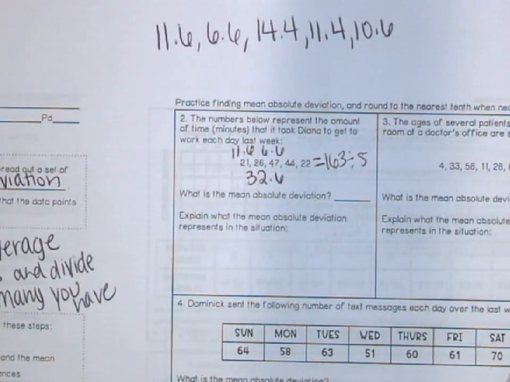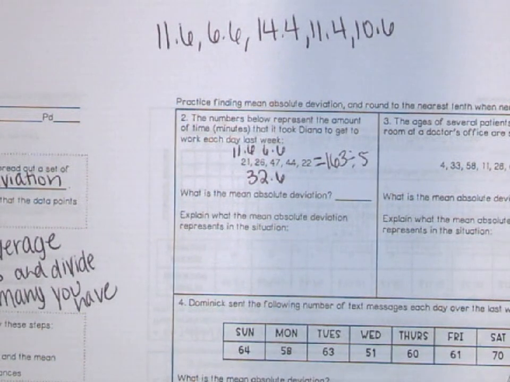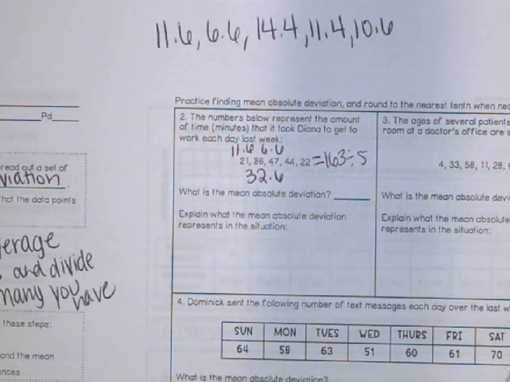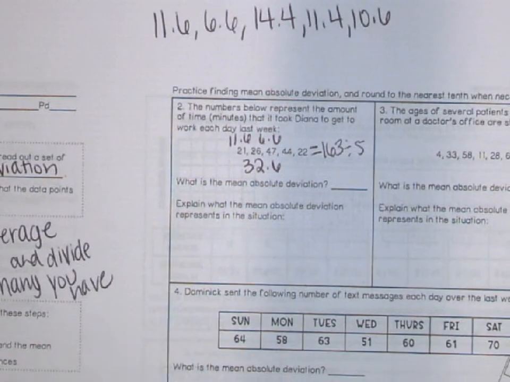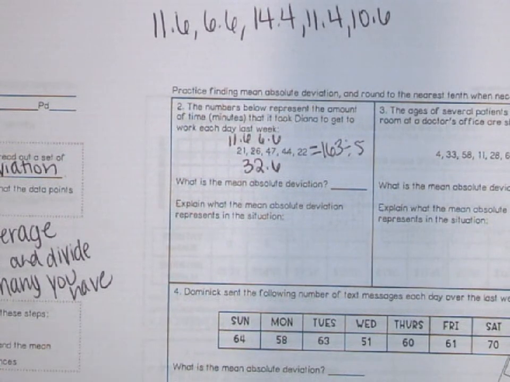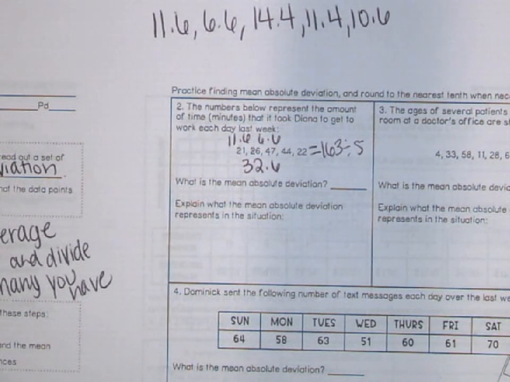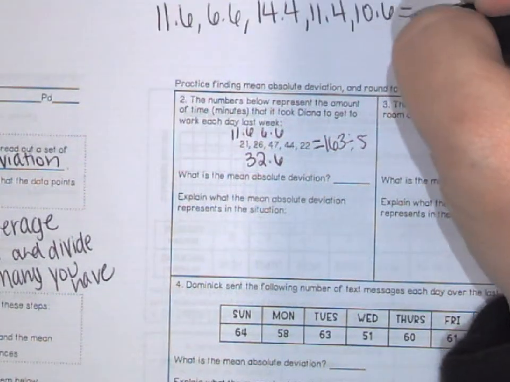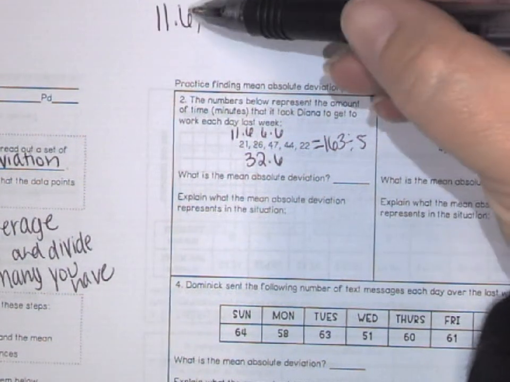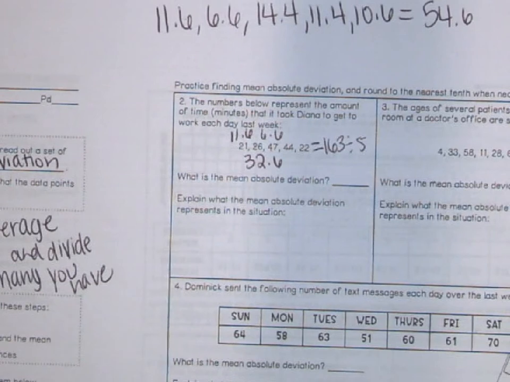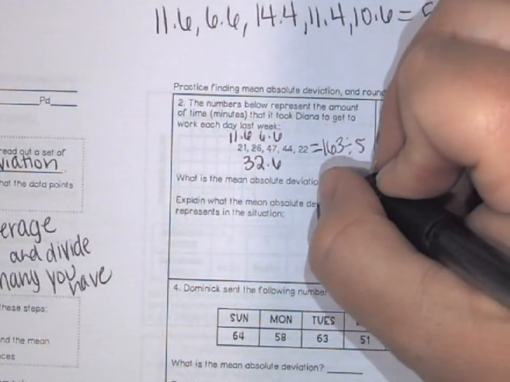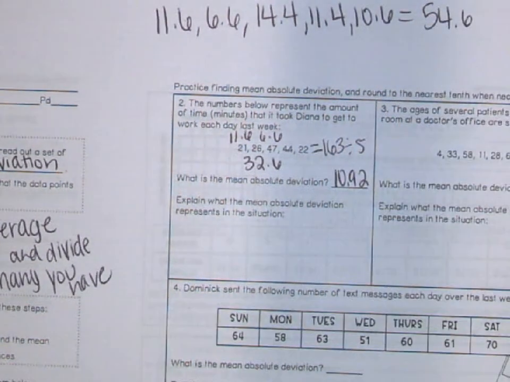Now we have to find the mean of these new numbers. Like I said, it's very time consuming, but it's not difficult to do. Okay. 11.6 plus 6.6 plus 14.4 plus 11.4 plus 10.6 is 54.6. Divide that by 1, 2, 3, 4, 5. And you get 10.92.